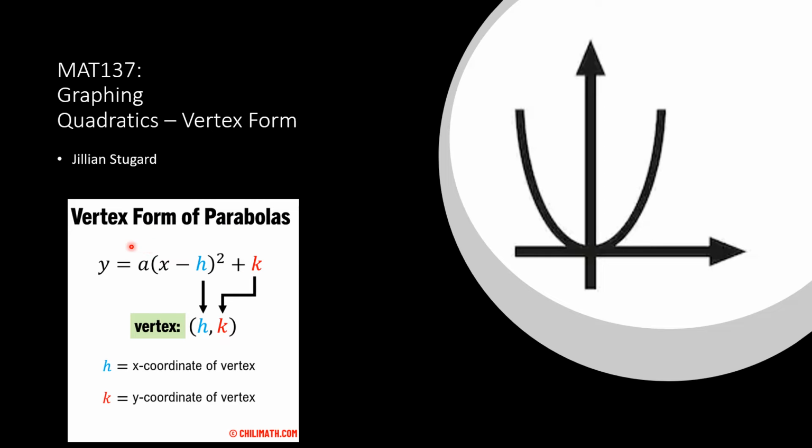But the really nice part is when we write our quadratic equation in vertex form, we can automatically find the vertex instantly without really having to do any work at all. And we can also use it to find the axis of symmetry. So let's take a look at that.